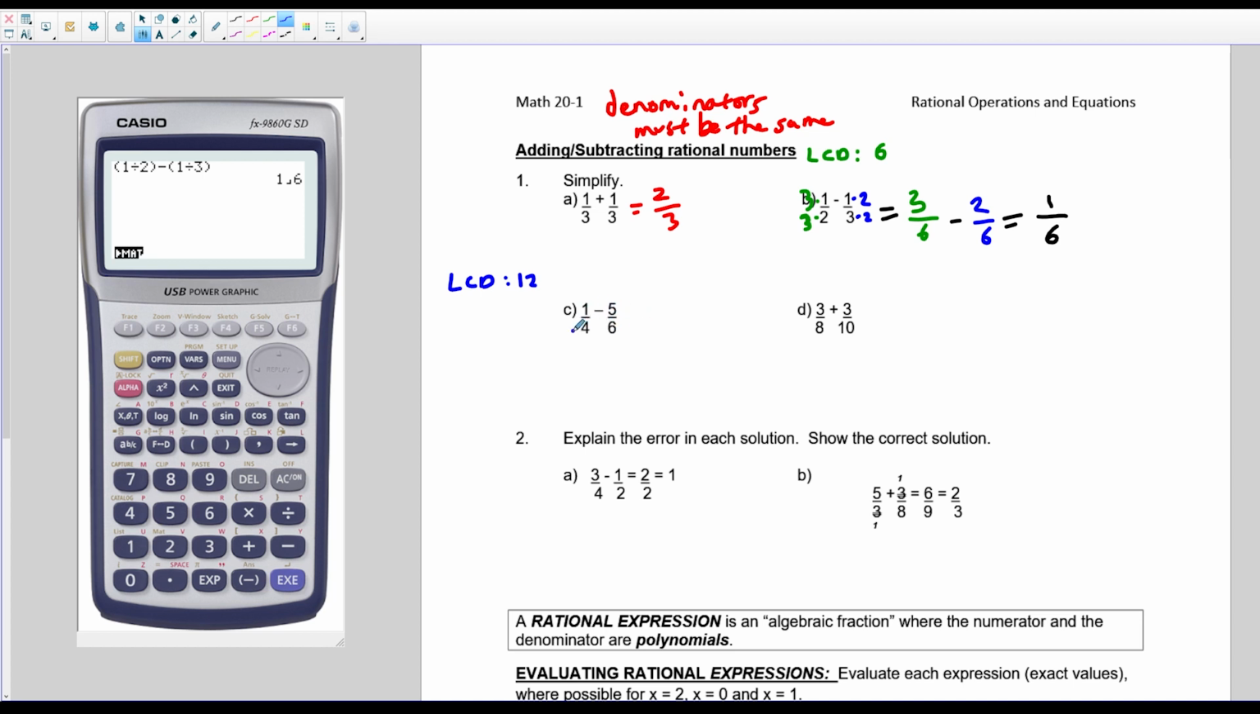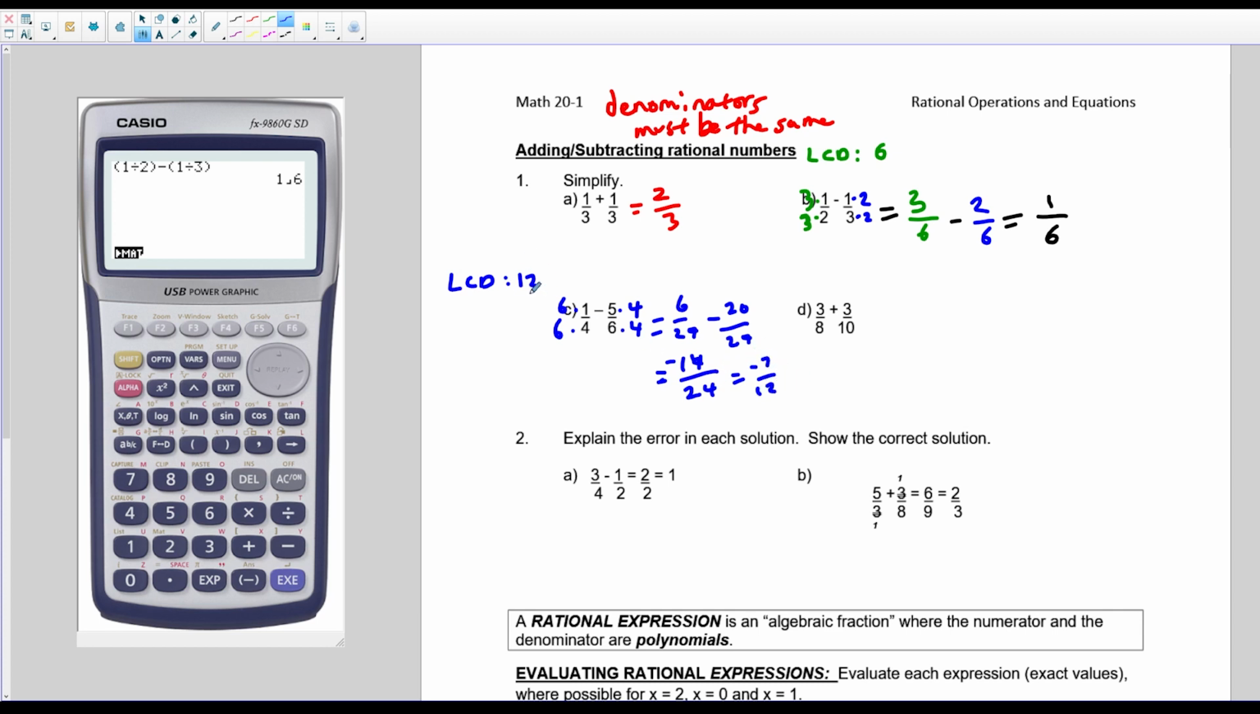So here, let's say we want 24 on the bottom. I'm going to multiply this by 6, multiply this by 4, and what I do to the bottom of both, I'm going to do to the tops as well. So this gives me 6 over 24 minus 20 over 24. And now I have the same denominators, so that gives me 6 minus 20 up top. So I get negative 14 over 24. And I can divide out a 2 from both the top and the bottom, and I end up with negative 7 over 12.